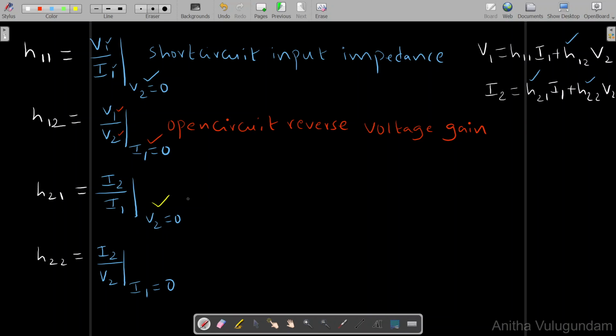H21. Here the condition is V2 equal to 0. So short circuit, and the ratio is port 2 to port 1. So we'll write it as forward, and the variables are both currents. So current to current ratio is current gain.